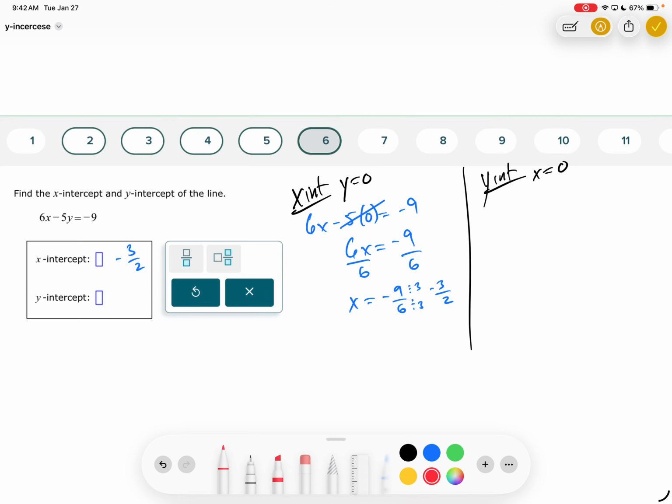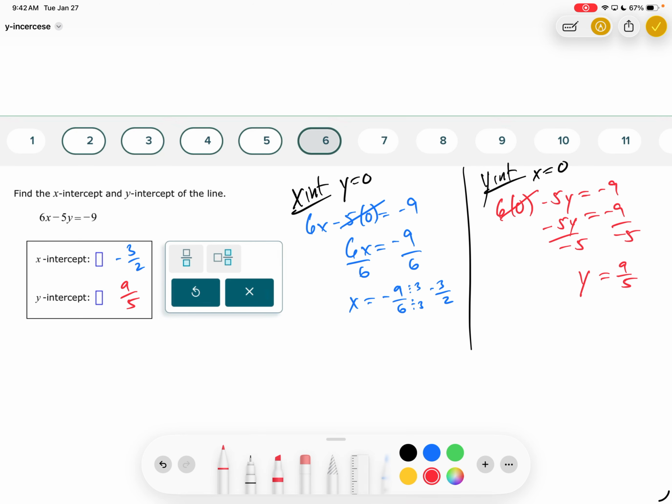So definitely skim through your test after you get done. All right, to find the y-intercept, make x be 0. So that goes to 0, so I just have negative 5y equals negative 9. Divide by negative 5, and y is equal to 9/5. Just leave it as a fraction, that's fine. And put it in there, okay? So to find the x-intercept, you make y be 0. To find the y-intercept, you make x be 0.